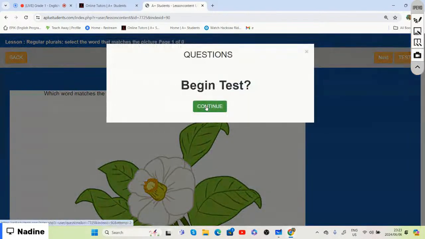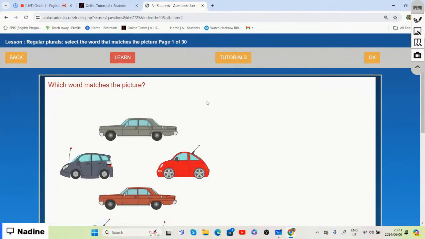All right, so now we're going to our test, right? Where we're going to, with regular plurals, select the word that matches the picture. Yes, so pigs is correct with an S. Lovely. Pigs is correct.